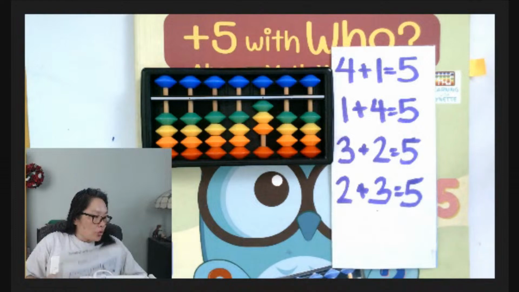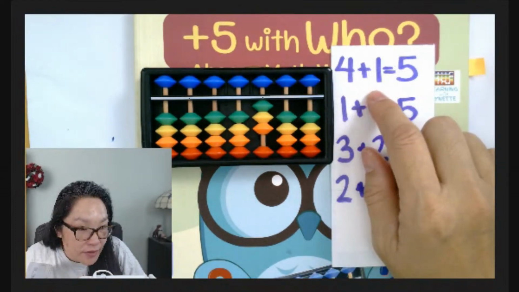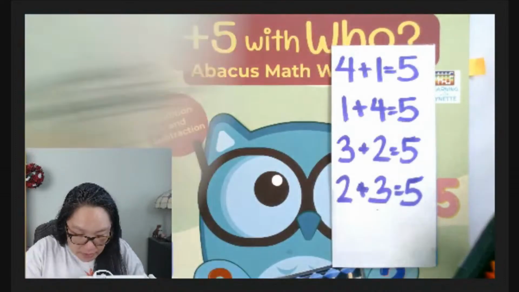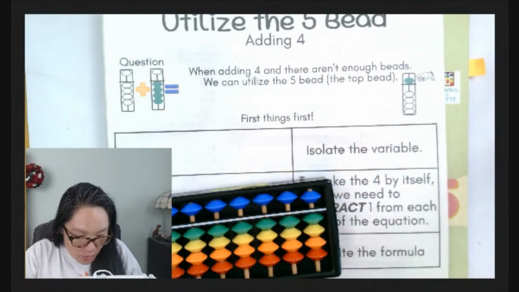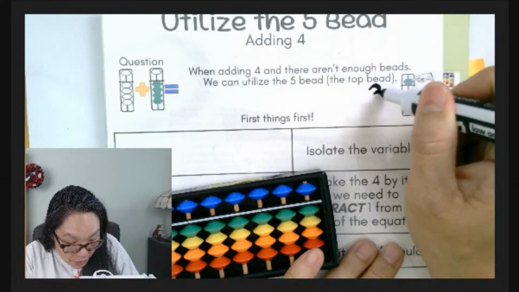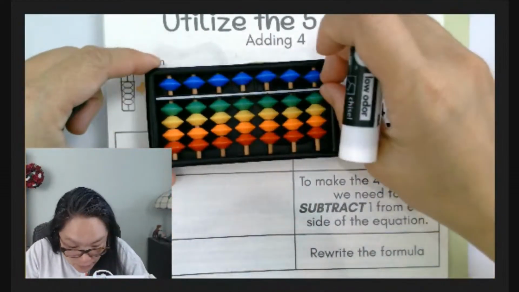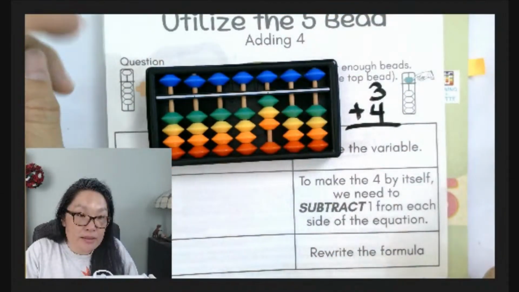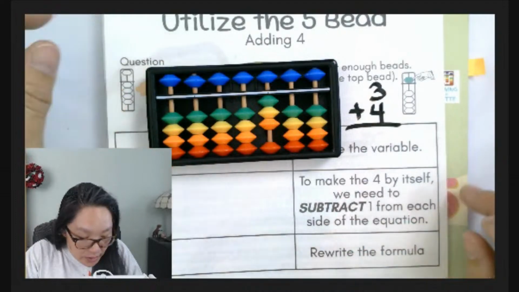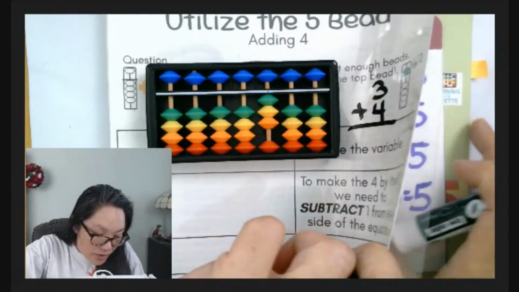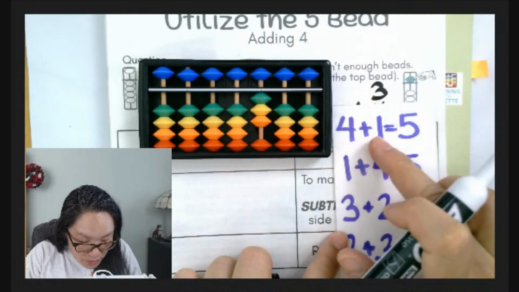Well, let me show you because I have these printouts. So what we're going to do is we're going to isolate the variable. What we're doing is we're doing the question 3 plus 4. This is the question we're doing. So if we notice, we have 3 on the abacus. Now we want to add 4. Notice I don't have enough beads to add the 4. Well, what are we going to do? Well, we know this concept. We know how to do this. 4 plus 1 is equal to 5.